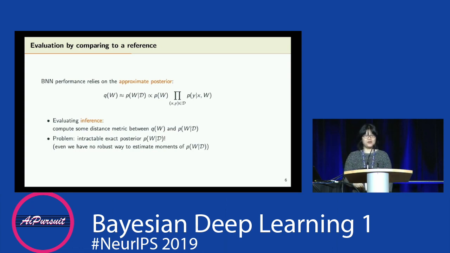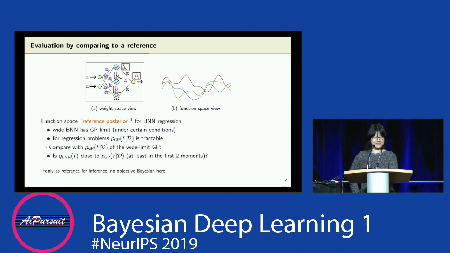So that basically means, if I do have the exact posterior, then I can evaluate the quality of my approximate inference. But the problem, as I already told you, is that the Bayesian neural network weights are super complicated. I presume the posterior of Bayesian neural networks in weight space has multiple modes because of this kind of symmetry. So that basically means we don't really have that. And we don't even have a robust way to estimate the moments of the posterior distribution in weight space. So it seems like we are doomed, right?